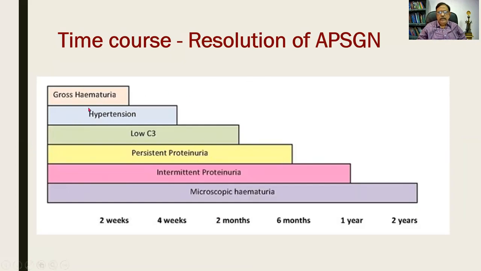The findings will be, there will be a gross hematuria, hypertension, there is a loss of the complements, persistent proteinuria, and there can be a microscopic hematuria also. In some patients, it is self-limited, whereas in others, it can get prolonged for a long time, resulting in a renal failure. So this will be the sequence of clinical features.